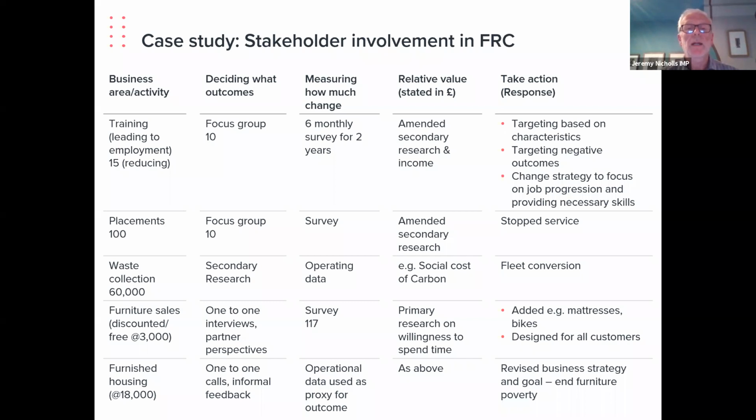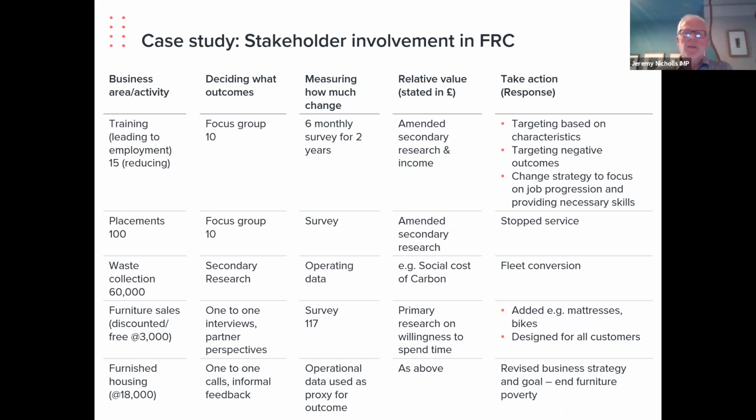And we think about that so that we can compare it with the other activities that we're doing. And we did that using pretty much secondary research combined with the level of income that people were achieving. So we weren't doing primary research on that. Now you can quickly get a sense that these are not super rigorous. And so why does that become important?